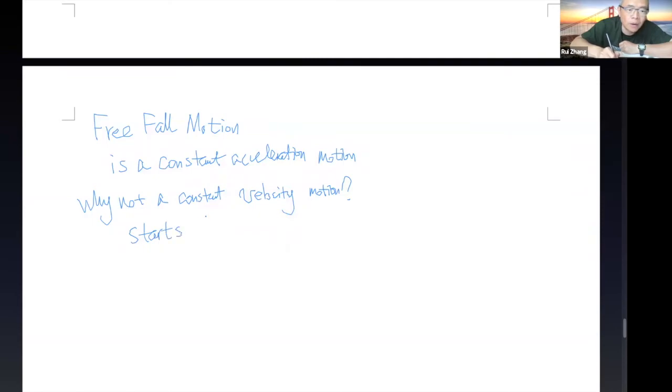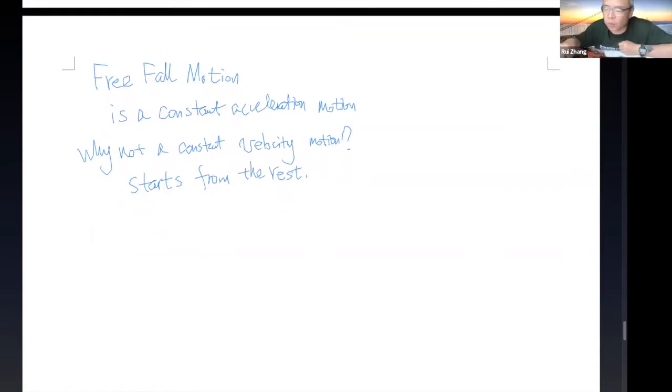Starts from the rest. Okay, so now we can understand this is a constant acceleration motion, and I can show you based on the formula we get why you can explain that by using this formula.